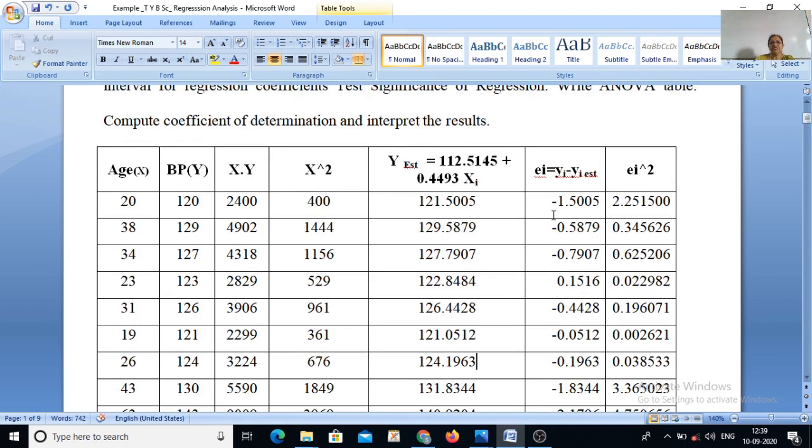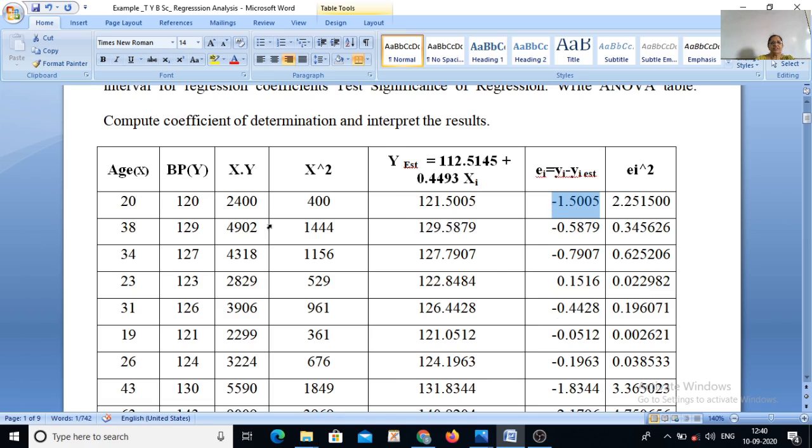Then my next step is to compute the residual ei. What is residual ei? Residual ei is yi minus yi estimate. So the actual value of yi minus the estimated value of yi gives me this particular value, yi minus yi cap. Can you see here we have 121 point something, so this value is negative.